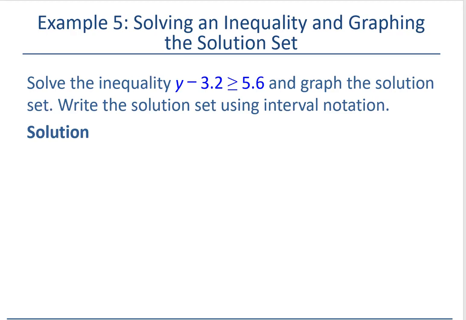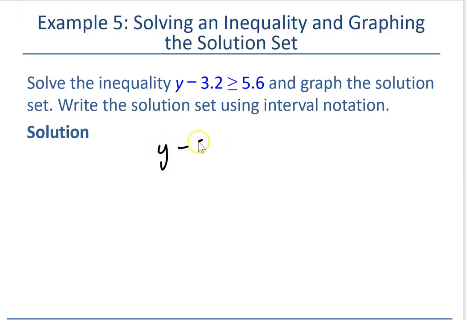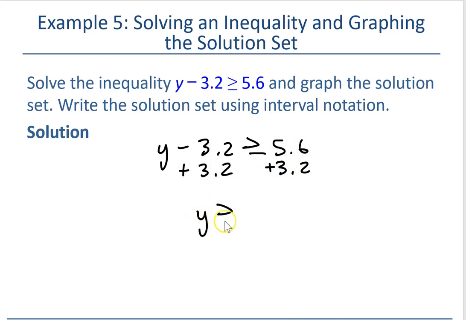Looking at example 5, we have: solve the inequality y minus 3.2 is greater than or equal to 5.6, and graph the solution set. Then we'll write the solution set using interval notation. So let's come down here and rewrite this as y minus 3.2 is greater than or equal to 5.6. I'm going to go ahead and add 3.2 to both sides, and I'm going to get y is greater than or equal to 8.8.